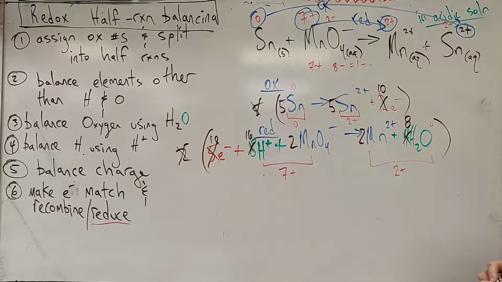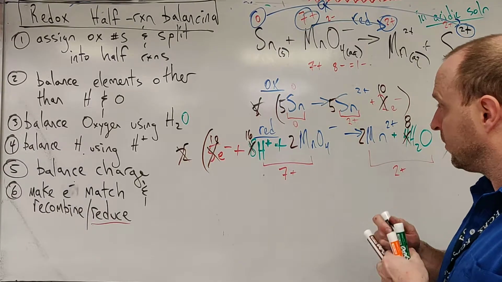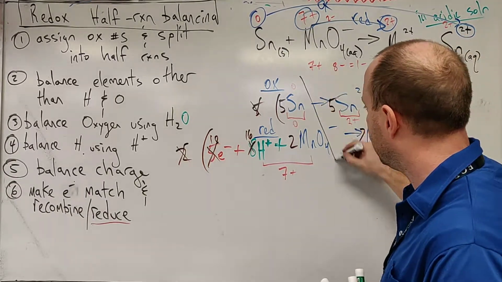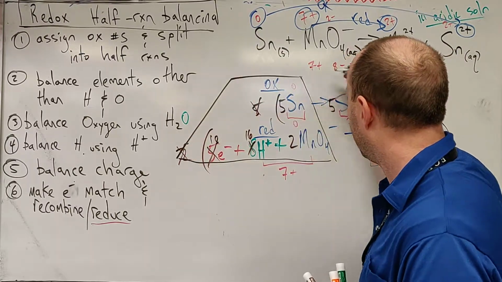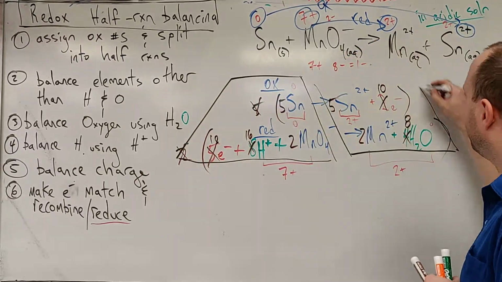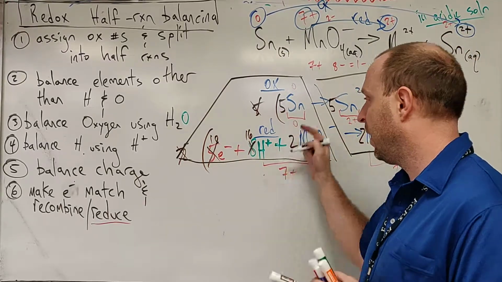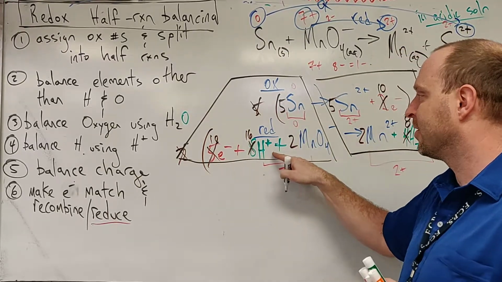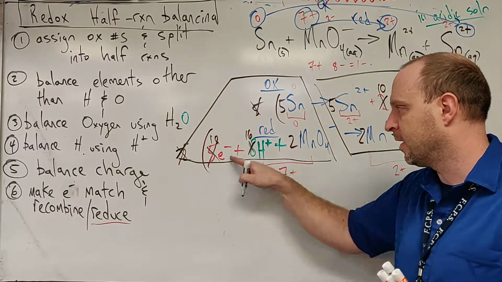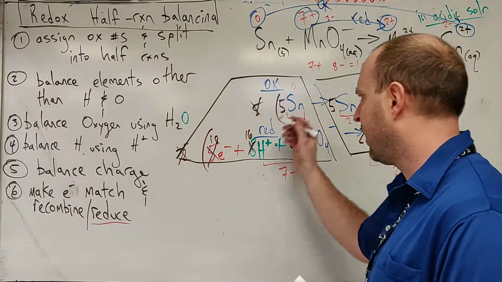And we're going to recombine. Everything that is a reactant will stay a reactant. Everything that is a product will stay a product. And I know this looks like a mess, but all we have to do is carry it down. It doesn't matter which order you go. If you said the hydrogens and the tin and the permanganate and the electrons, doesn't matter. We just need them all.